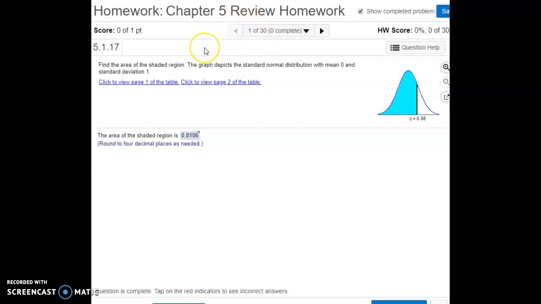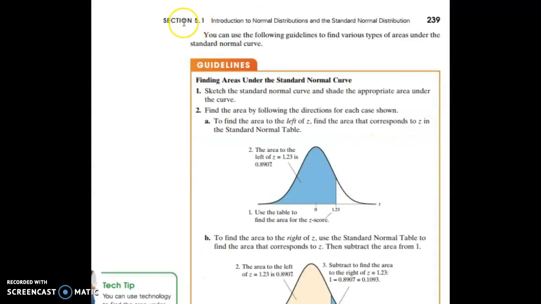For number 1, we're finding the area in a normal distribution associated with a specific z-value. And this is covered in section 5.1. You can do it using tables, and I'm going to show how to do it though using technology in Excel, which is a lot quicker.